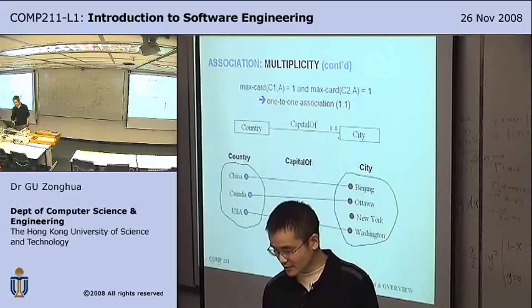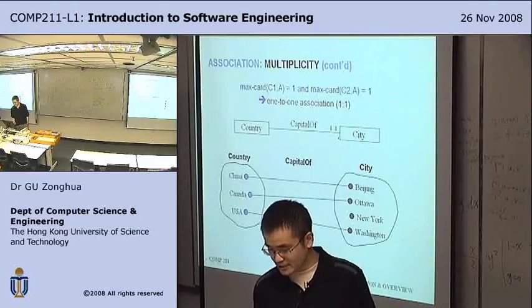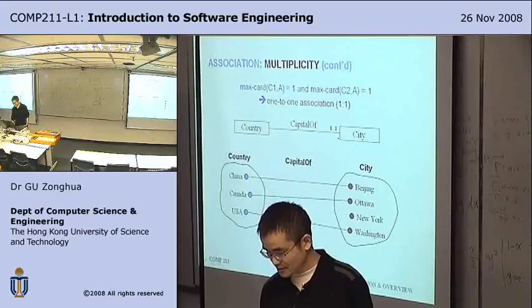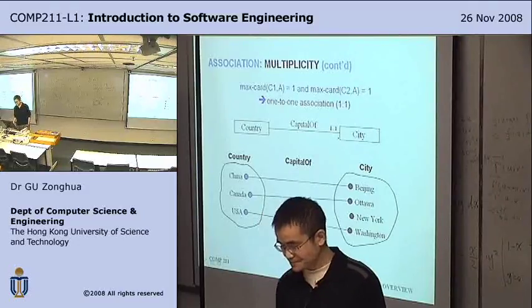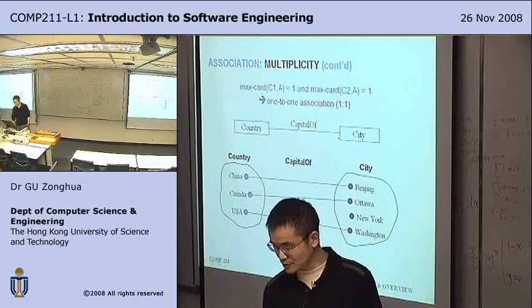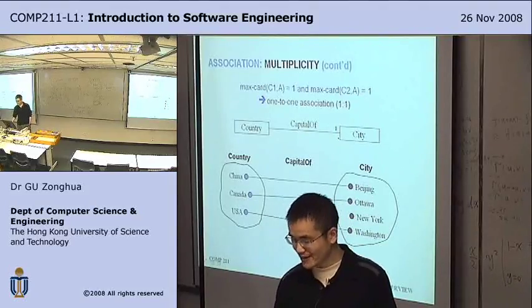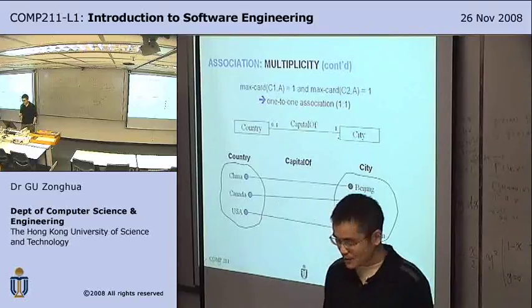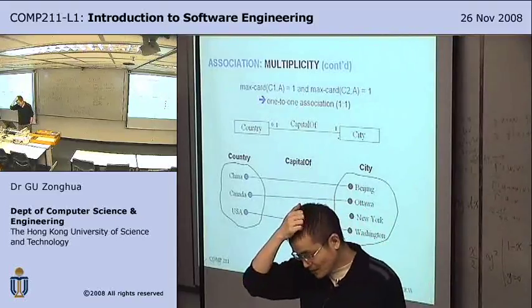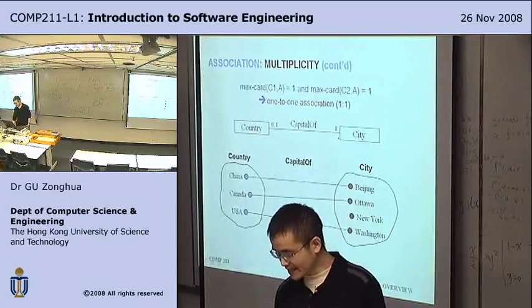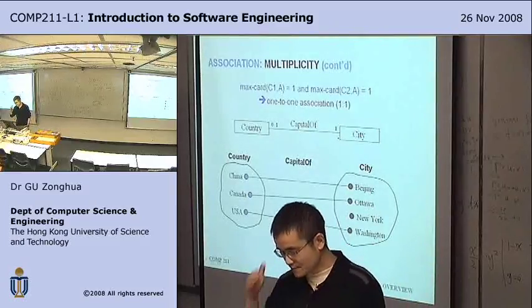So, country and city with the capital-of association. A country must have one and only one capital. So 1...1, which is just 1, and a city may be the capital of 0 or 1 countries.